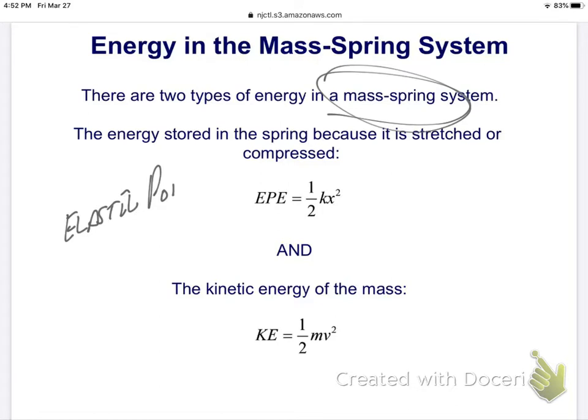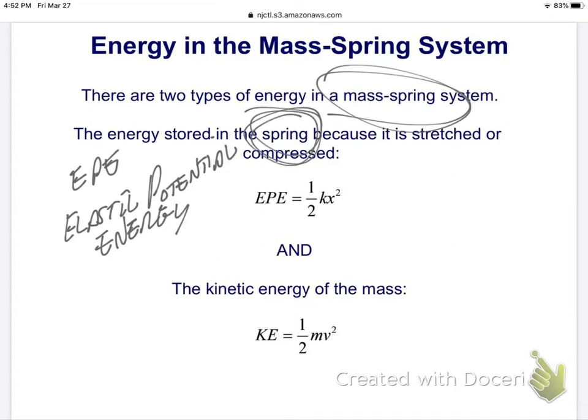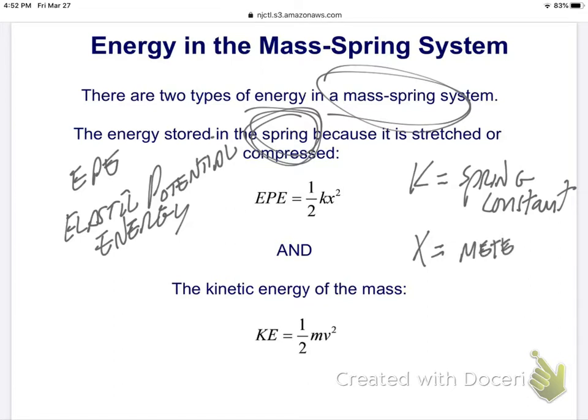Obviously, there's going to be spring energy, and that's known as elastic potential energy, or EPE. That is spring energy. If there's a spring, it has EPE. That equation is EPE equals 1/2 kx squared. Remember, k is the spring constant. We already talked about what a spring constant is all about and how each spring has its own spring constant. And x is the displacement, the distance that the spring is either being stretched or compressed, in meters. That's the unit for it. So that's the first type of energy, EPE.